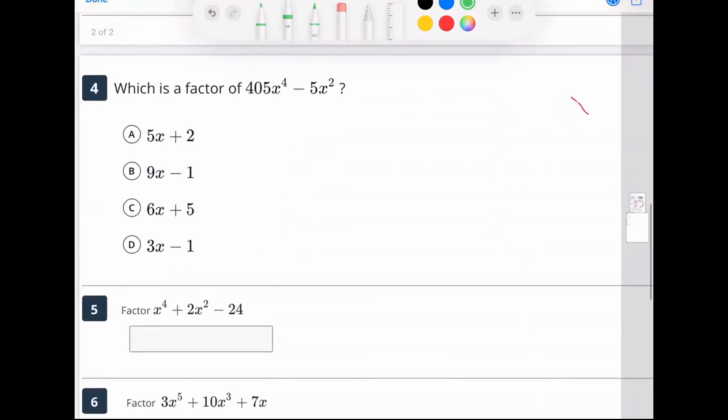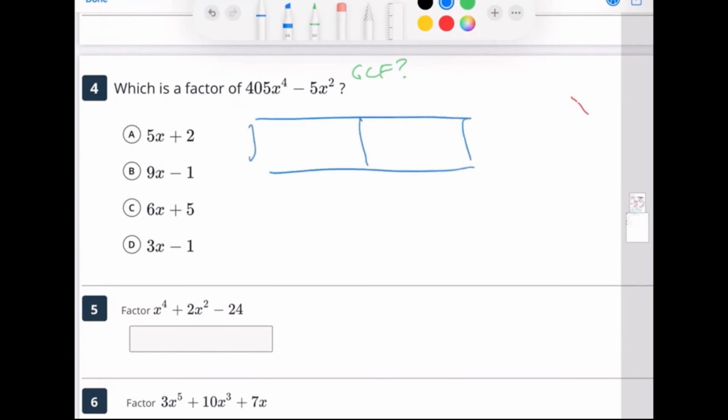All right, question number 4. If you're looking at your flow chart, you're always looking for first the GCF, okay? So, does this problem have a GCF? Well, you can break them into factors. That box is probably not big enough. What are the factors of 405x to the 4th? Well, I'm going to look ahead and not cheat, but think ahead.